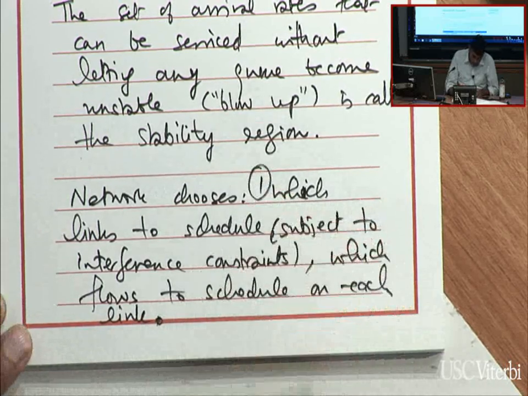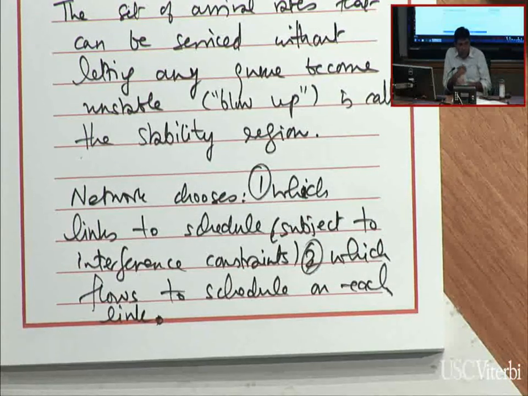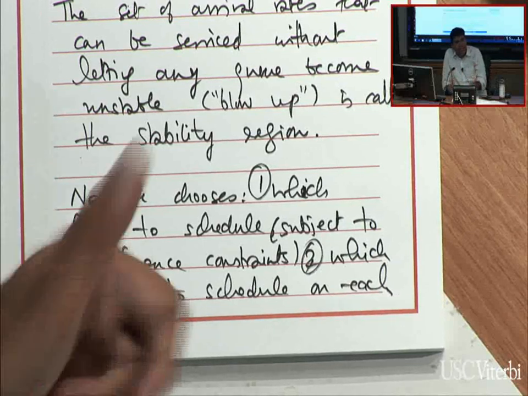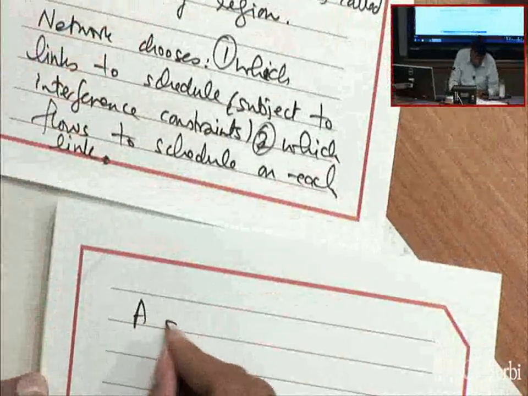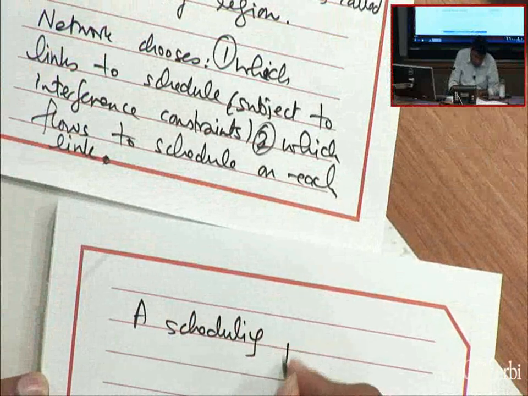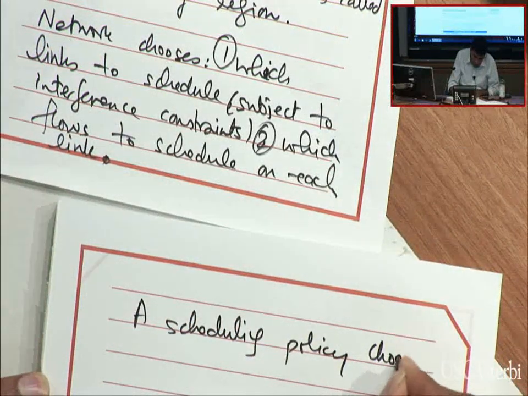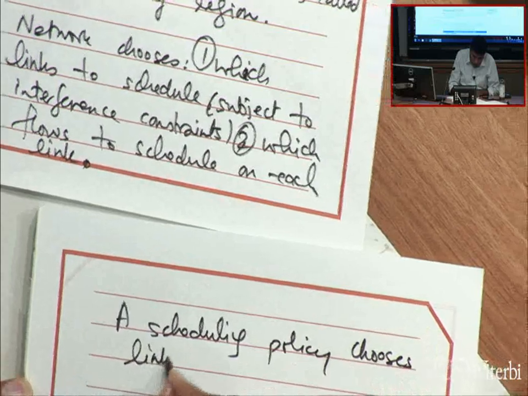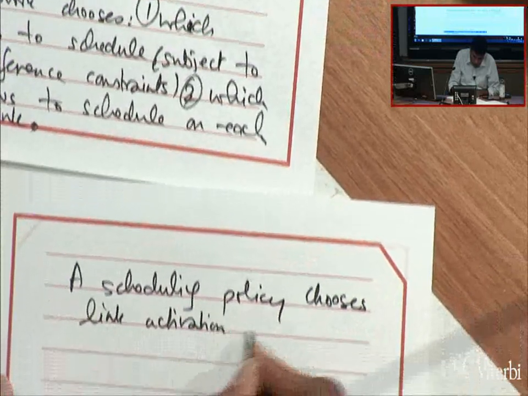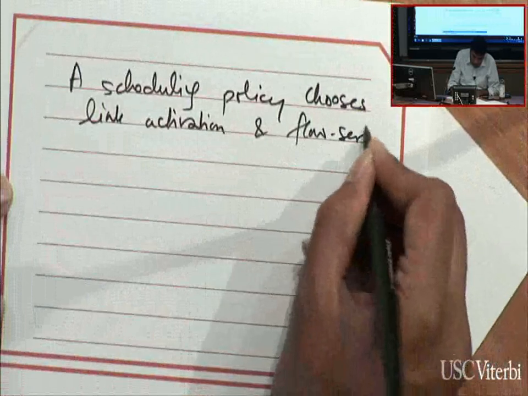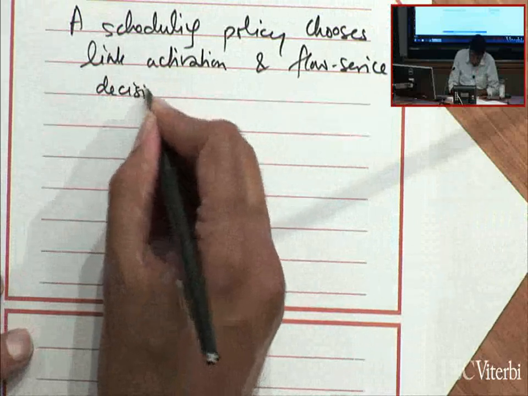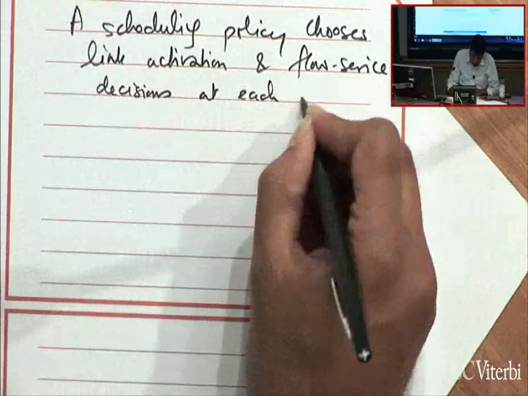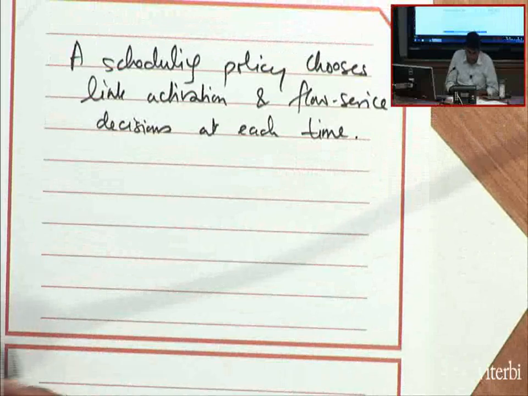So the network gets to choose these two things. A mechanism that chooses these two things, we're going to call it a scheduling policy, right? So a scheduling policy chooses the link activation and flow service decisions at each time.